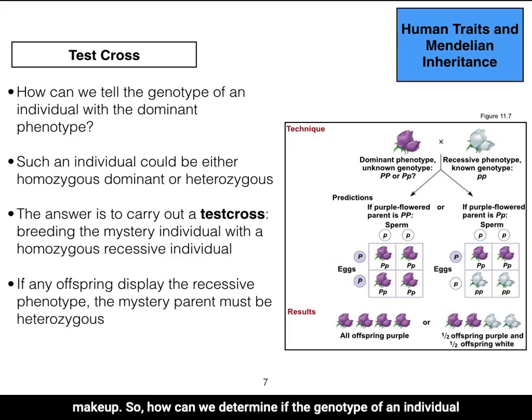So how can we determine if the genotype of an individual with a dominant phenotype is either homozygous or heterozygous? To identify the genotype, one can do a test cross. This is essentially breeding the unknown individual with a homozygous recessive individual, and if any of the offspring display the recessive phenotype, then the mystery parent must be heterozygous.